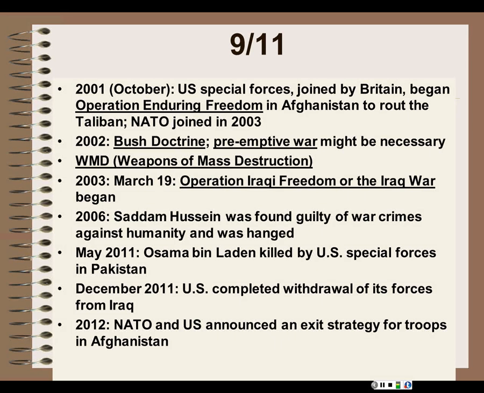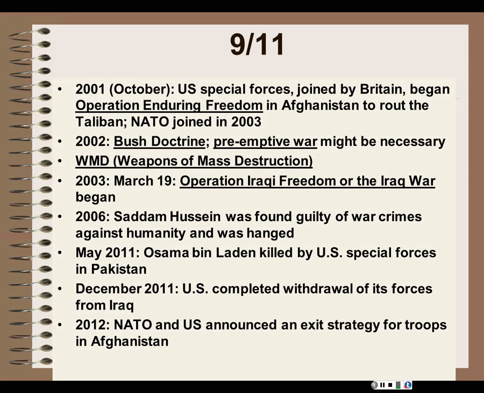The whole Operation Iraqi Freedom, or the Iraq War, began on March 19th of 2003. It began to roll back the areas controlled by the regime, which fell very quickly, and Saddam Hussein disappeared, and then was discovered, holed up, literally, and found guilty of war crimes against humanity and was hanged in 2006.